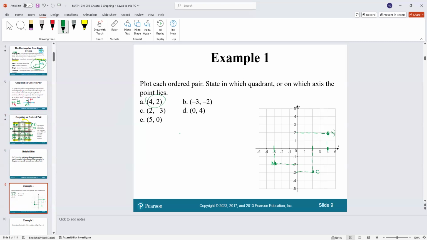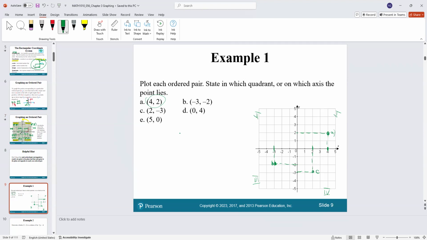As you can see, now A falls in the first quadrant. Remember, quadrant 1 is right there. Quadrant 2 is here. Quadrant 3 is here. Quadrant 4 is here. So remember, in quadrant 1, both coordinates are positive. In quadrant 2, the first coordinate is negative. In quadrant 3, both coordinates are negative. Remember that quadrants 1 and 3 have the same sign, but quadrants 2 and 4 have different signs.